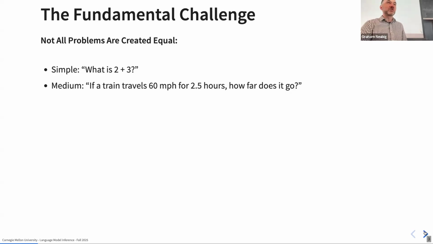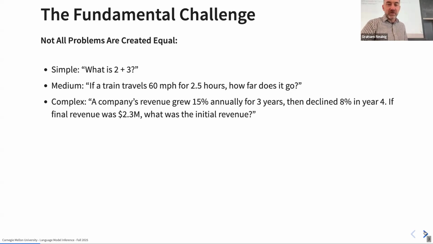This one probably is also easy for most of us. And this one is easier than the GPU problem, but you'd have to think about it a little bit and maybe pull out a piece of paper and stuff like that.